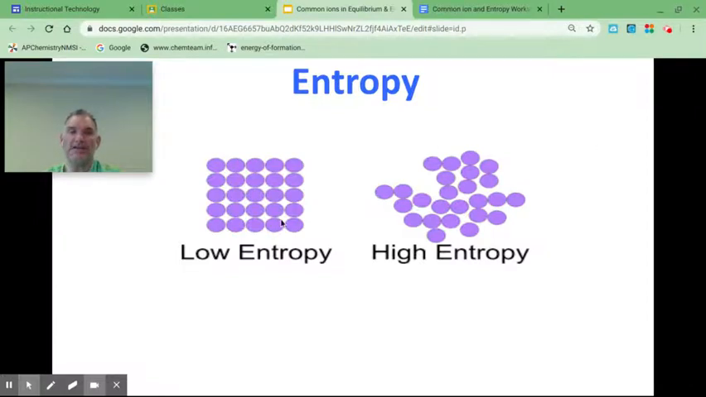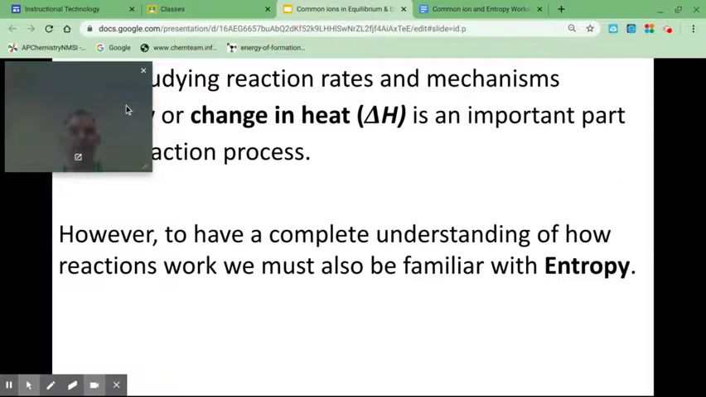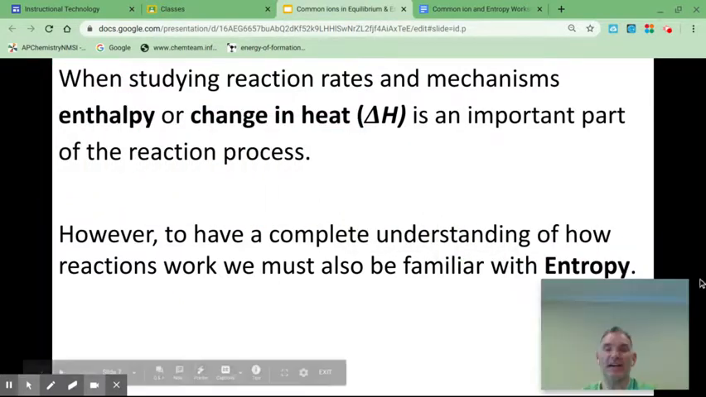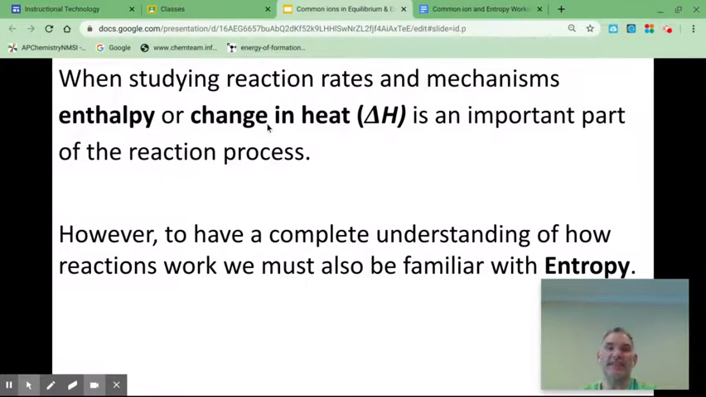Entropy, notice this substance has low entropy, but this one has high entropy. Gives you an idea of what you're actually going to see. Entropy gives us the last piece of our thermodynamic puzzle. We've already learned that studying reaction rates and mechanisms involves heat, and heat's an important part of the process. But to completely understand how the reaction works, we must also become familiar with its entropy.